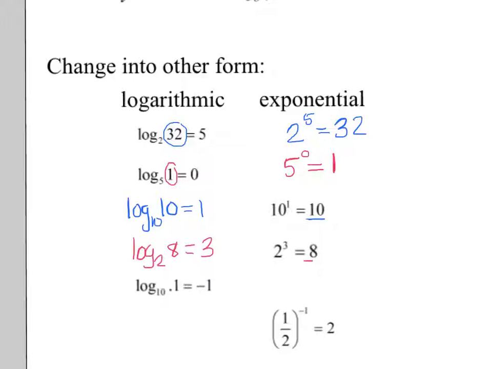Okay, the next one I have to put into exponential form. So the base of my logarithm is 10, so the base of my exponent is 10. It equals negative 1, so my exponent is negative 1. And then that will equal 0.1. So if you think about 10 to the negative 1, that's 1 over 10. And 1 over 10 as a decimal is 0.1, so that makes sense.